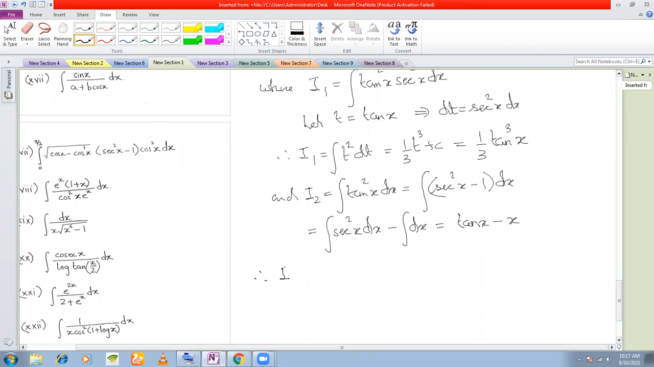Therefore, I is equal to I1 minus I2. I1 is 1/3 tan cube x. I2 is tan x minus x, and you put a constant of integration here. So you get 1/3 tan cube x minus tan x plus c, and that is your answer. Okay, moving on to the next one, 15.